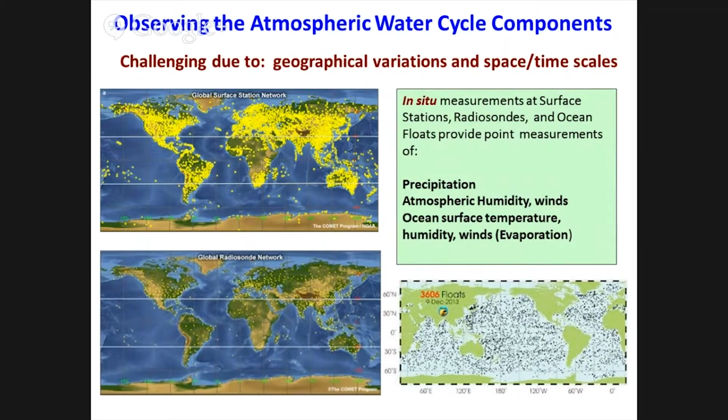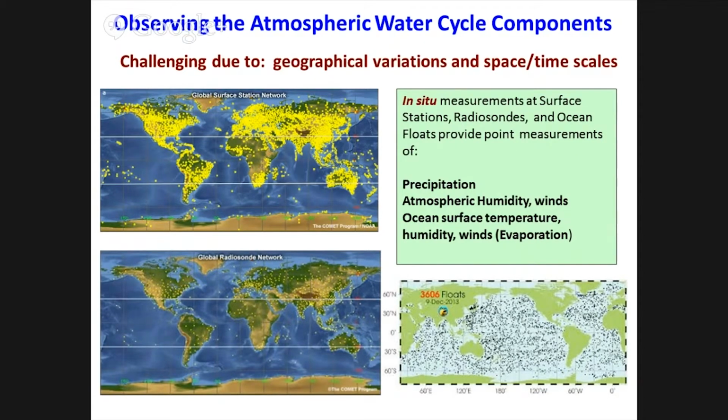So this graph here shows the atmospheric water cycle components observed from ground-based measurements. These are rain gauges, radiosondes, which measure humidity or water vapor content in the atmosphere, and oceanic floats that can provide wind and temperature measurements that can be used in calculating evaporation. These are point measurements. They are used for estimating these water cycle components.